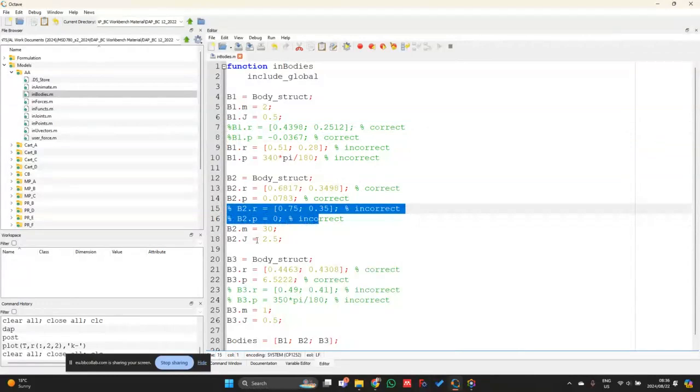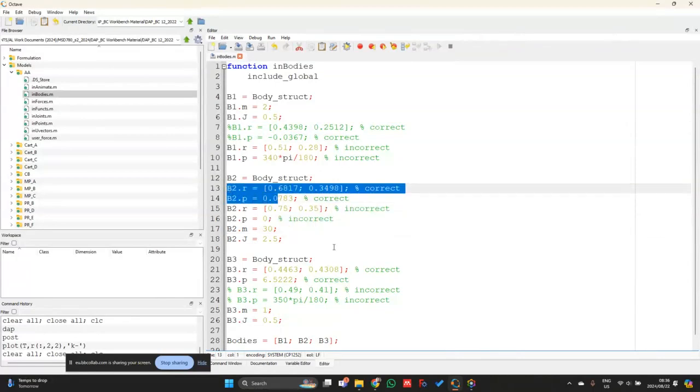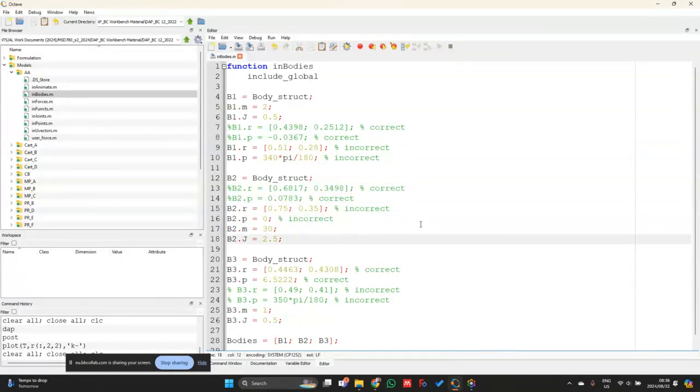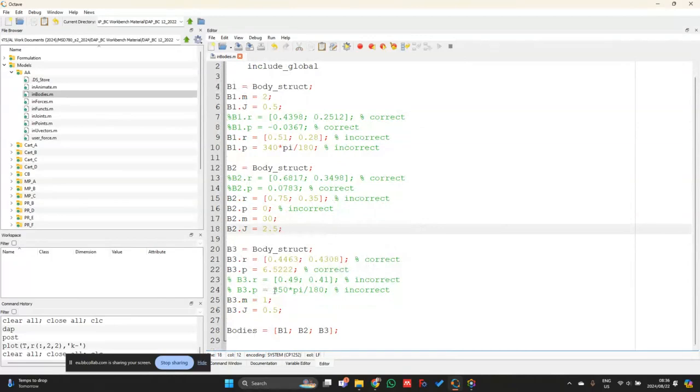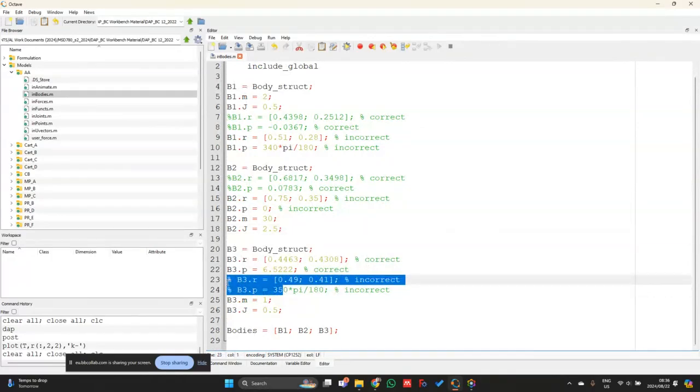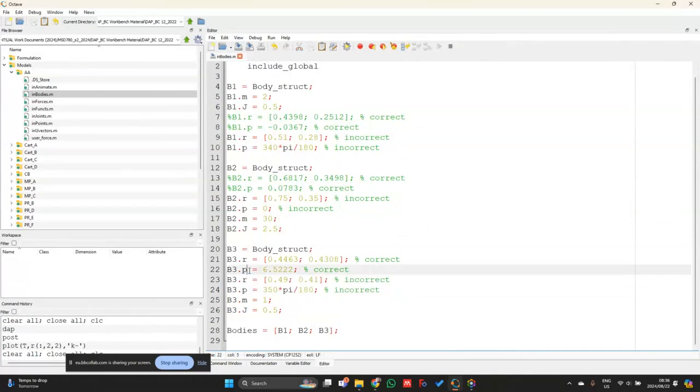And then I can do the same with body 2. And it's dot R and P for the correct conditions. I'm just going to comment out again. And then uncomment the incorrect conditions. And comment out the correct conditions.